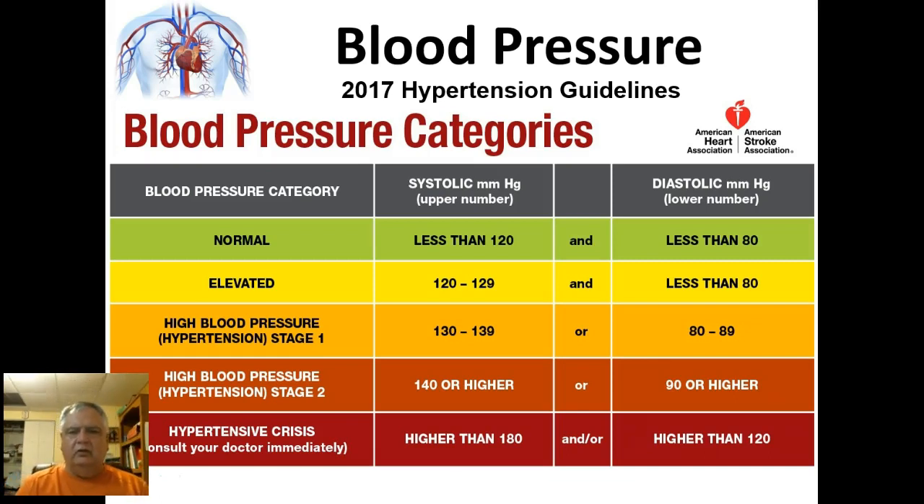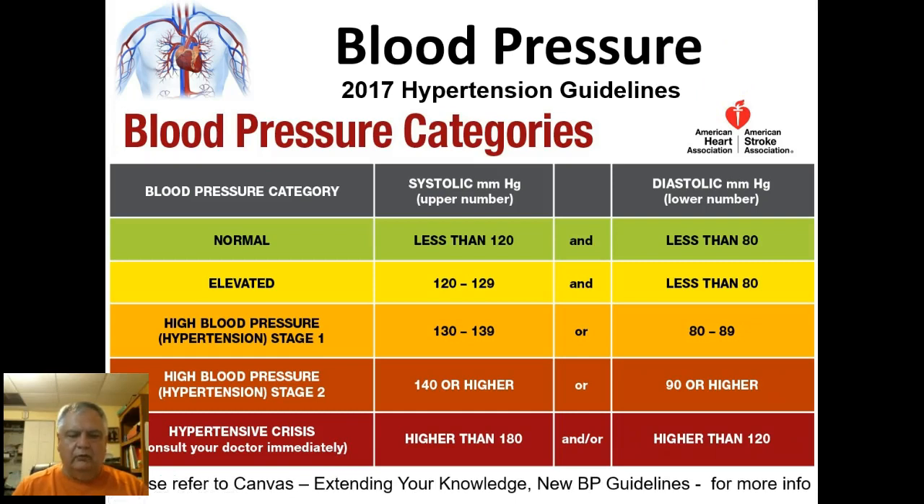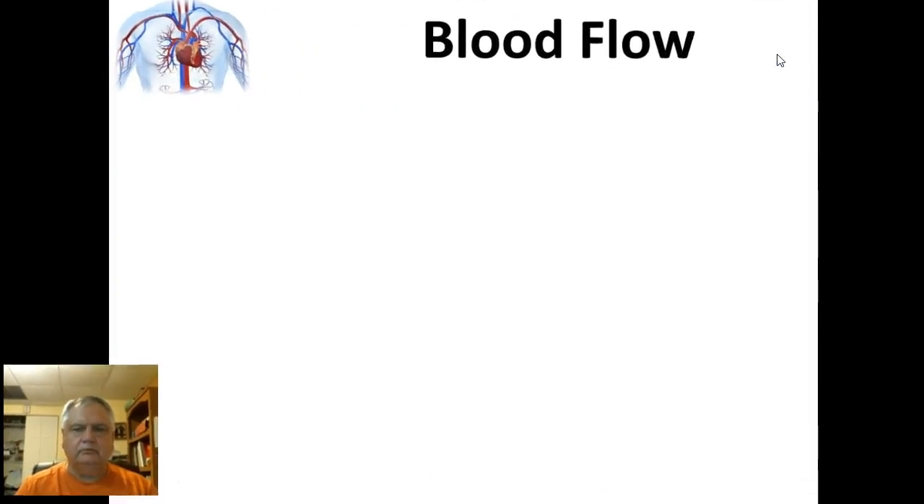But this is just the recent guidelines from the American Heart Association with regard to blood pressure and the different categories: normal, elevated, high hypertension stage 1, stage 2, and crisis, and what the numbers are. So I put that up there for your review. You can refer to Canvas under extending your knowledge for the new blood pressure guidelines and for more information. I have some further information there on Canvas.